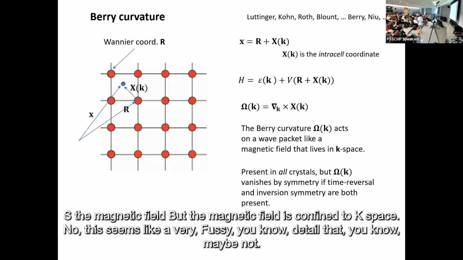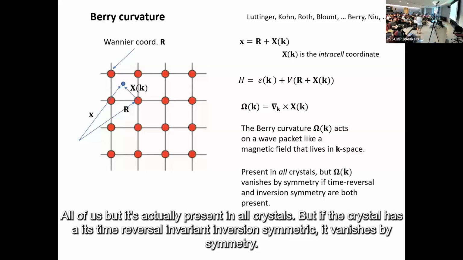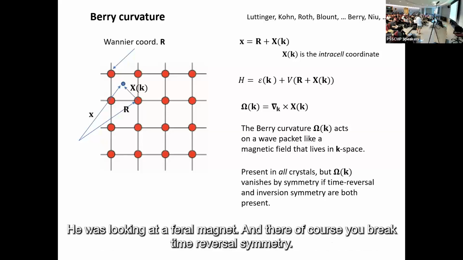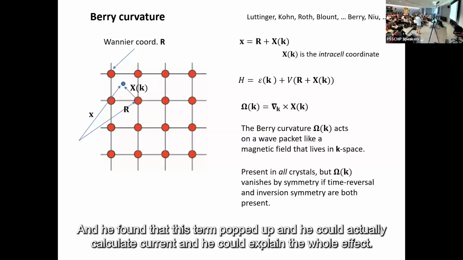Now, this seems like a very fussy detail that may not bother us, but it's actually present in all crystals. If the crystal is time reversal invariant and inversion symmetric, it vanishes by symmetry. That's why Luttinger could make this discovery. He was looking at a ferromagnet, and there, of course, you break time reversal symmetry, and he found that this term popped up, and he could calculate the current and explain the Hall effect.